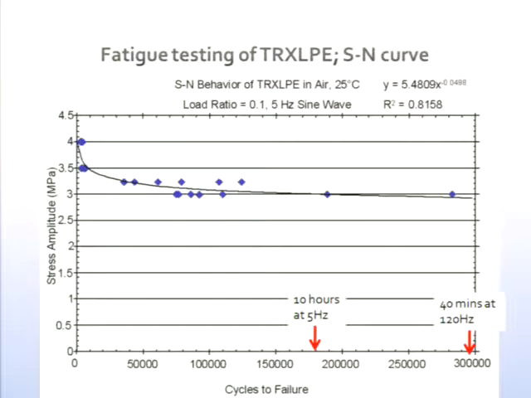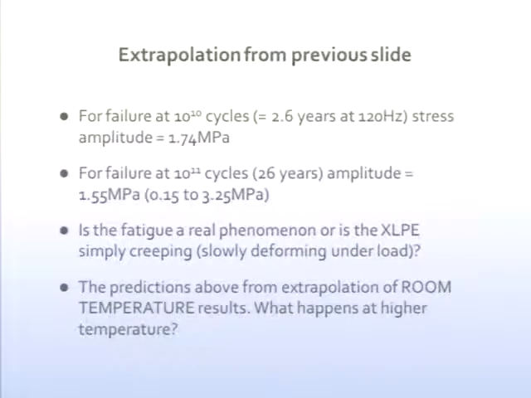So what's it going to fail at say 2.5 megapascals? Well, obviously I have to do an extrapolation out here. And I can't do experiments for 20 years. So the extrapolation on this slide is rather wild. But nevertheless, I'll engage in it. I'll take that equation from the previous slide, and I'll figure out how long it takes to fail at, say, 10 to the 10 cycles.